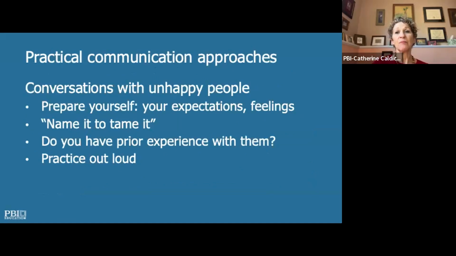Also remember that in most instances, you are going to be having a conversation with an unhappy person. So prepare yourself. What are your expectations and your feelings walking into the conversation or the interview? There's an expression, name it to tame it, and I love this technique. What it involves is you inventory your feelings before you walk into the appointment or the interview. And you just go down a laundry list.